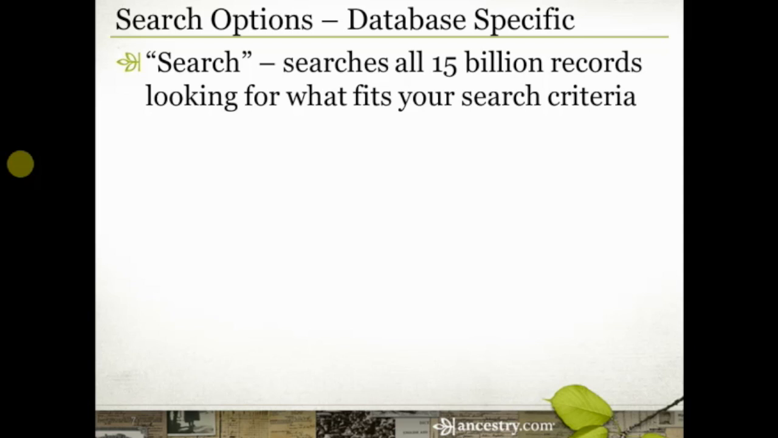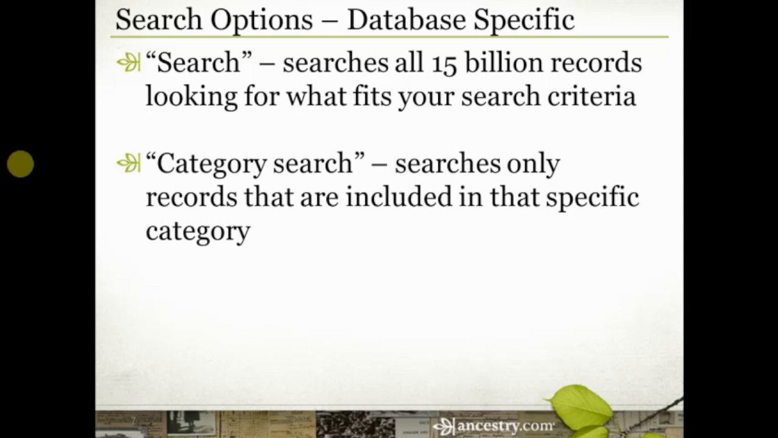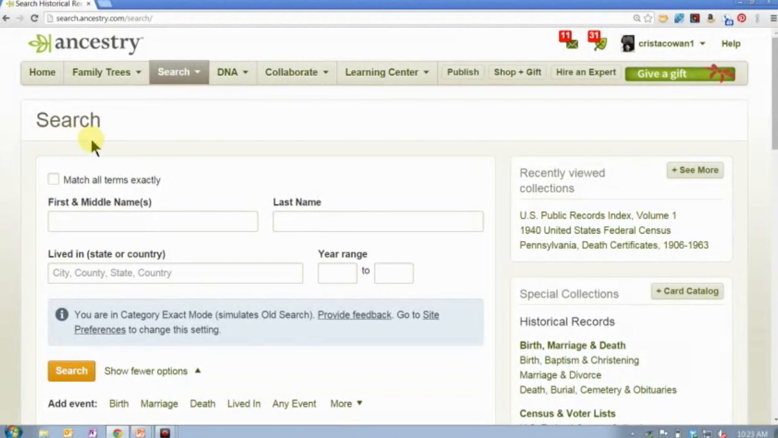So you're searching all 15 billion records, and while it is a great way to just kind of dive in and see what exists, it might not be the best way. It is certainly not the only way to search. One of the other things that Ancestry allows you to do is do category searches. What that means is that you're searching only records included in a specific category.